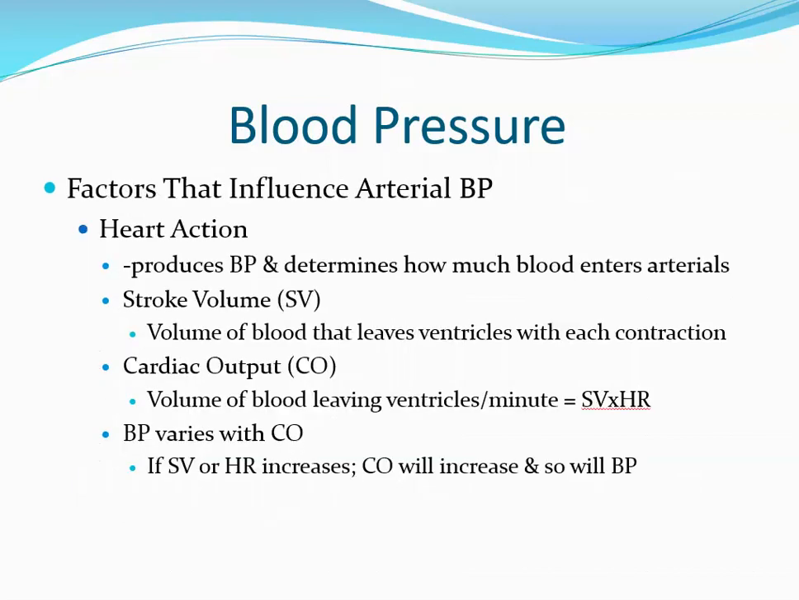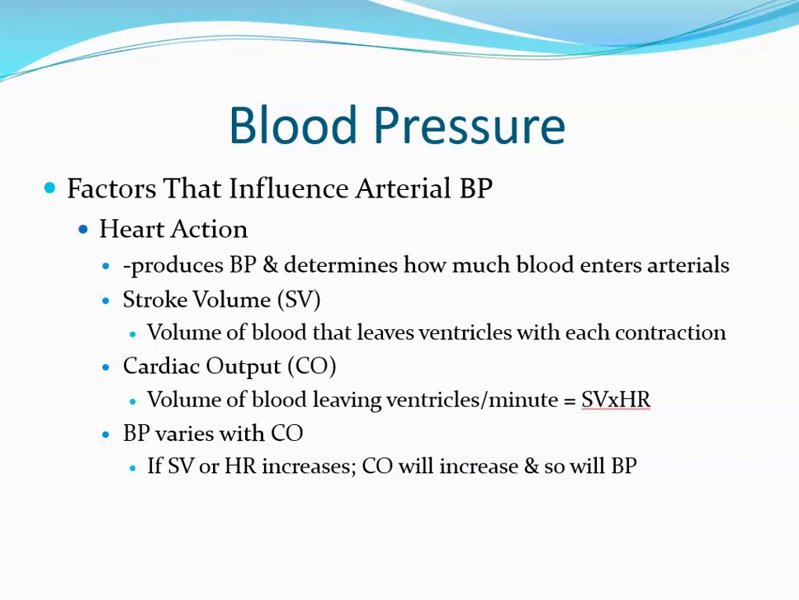There are various factors that will influence our blood pressure. The first is heart action. The heart produces blood pressure and determines how much blood will enter the arterioles when the ventricles contract. Some terms associated with heart action include stroke volume. This is the volume of blood that leaves the ventricles with each contraction. On average, this is roughly 70 milliliters of blood.